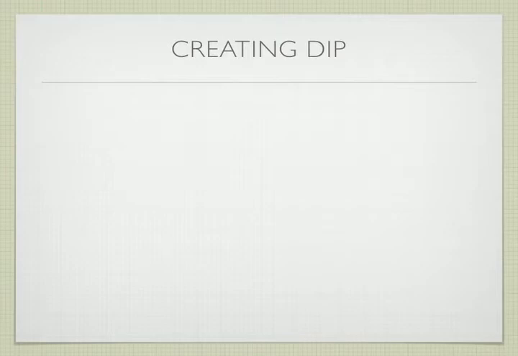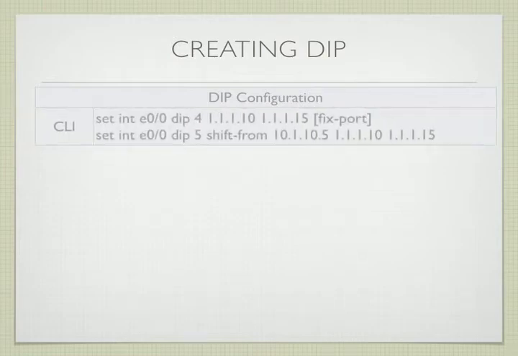Okay, to create a DIP. DIPs are created on the egress interface. So set interface ethernet0/0 DIP. DIPs are assigned a number in order to keep them apart. In this case, DIP 4 and DIP 5. 1.1.1.10 is our DIP, and 1.1.1.15 is the end of the range. And we can say fixed port.